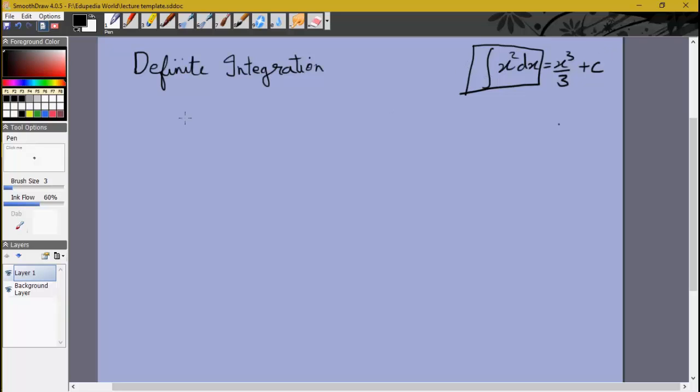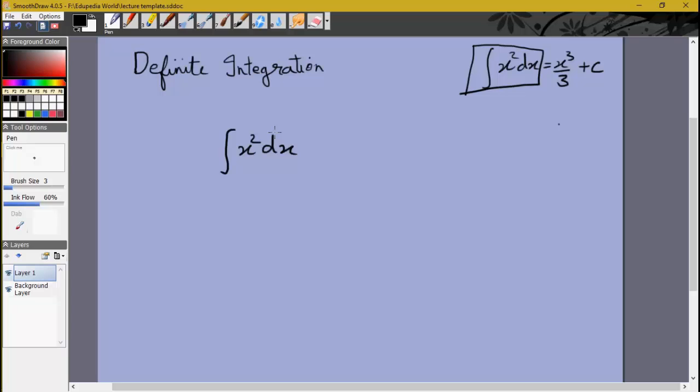As opposed to that, when you talk about definite integration, you do know the answer once and for all. You do not have any constant of integration left. So that's the biggest difference between definite and indefinite integration. Another difference is the notation. Indefinite integration would look something like integral of x squared dx.